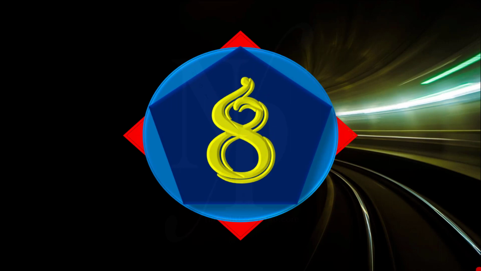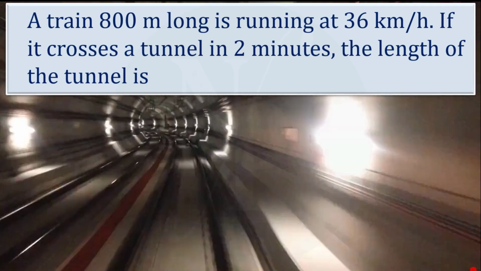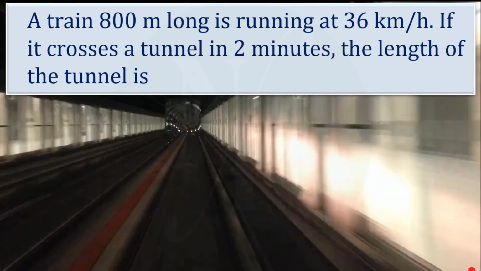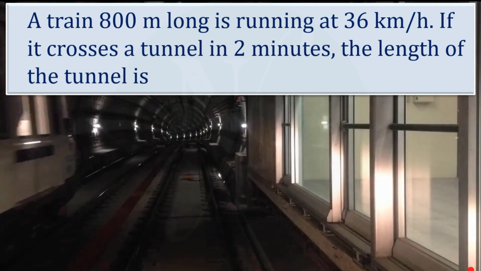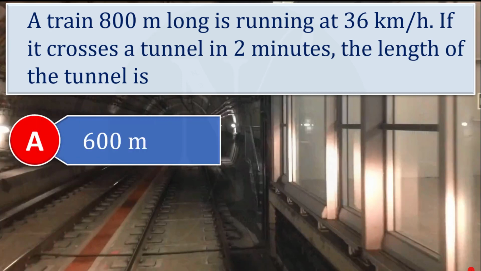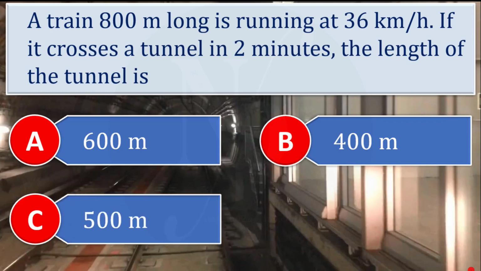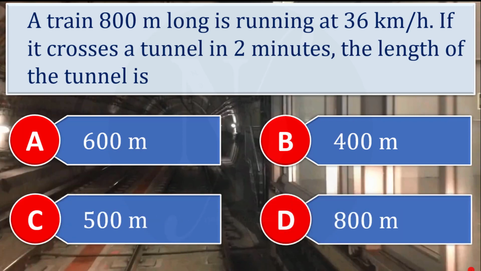Question number 8. A train 800 meters long is running at 36 km per hour. If it crosses a tunnel in 2 minutes, the length of the tunnel is 600 meters, 400 meters, 500 meters, 800 meters.